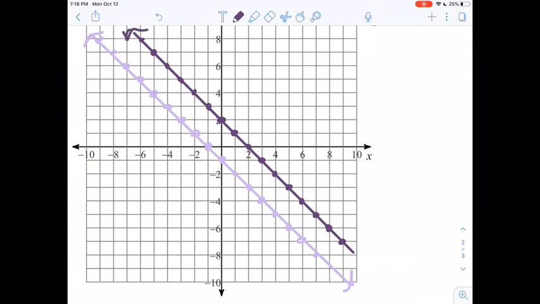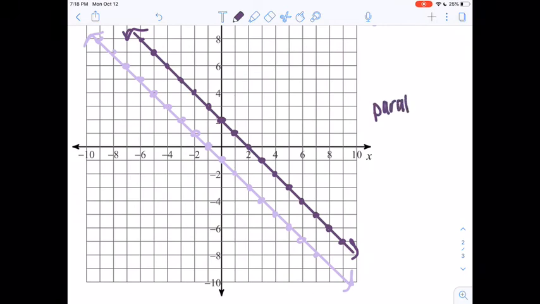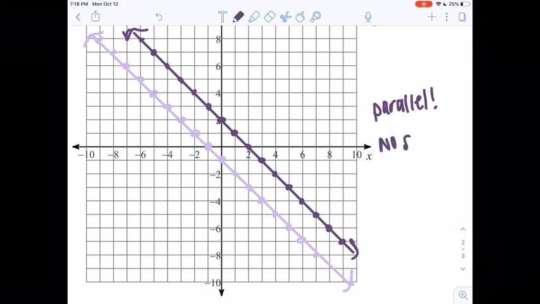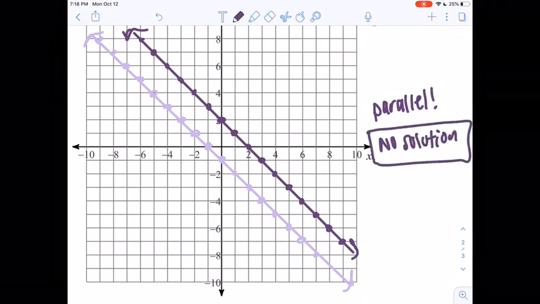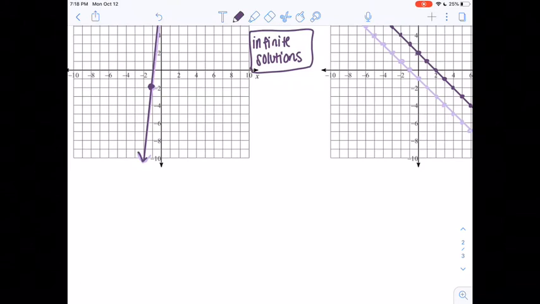Okay, so notice these are parallel lines, right? These are not going to intersect, right? Parallel lines mean lines that never, ever cross. Well, when we're solving a system of equations by graphing, we're looking for the intersection point. So if there is no intersection point, there isn't going to be a solution. There's never going to be an x and y that's going to make both of these equations true. Okay, so no solution.